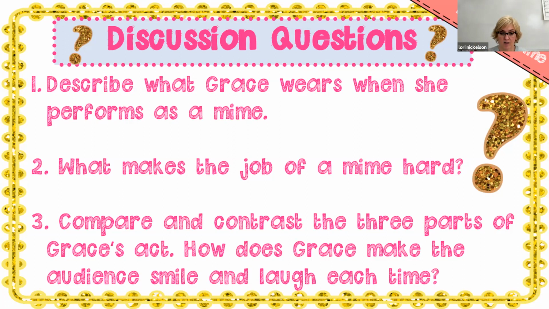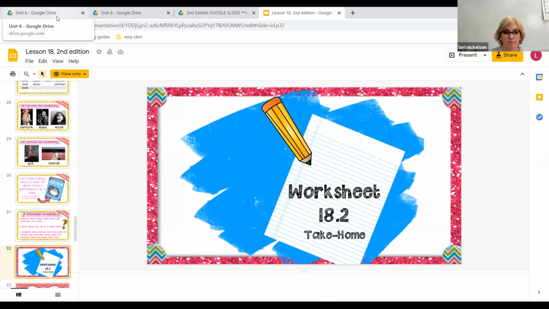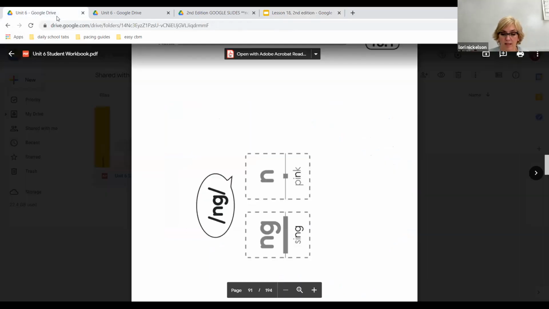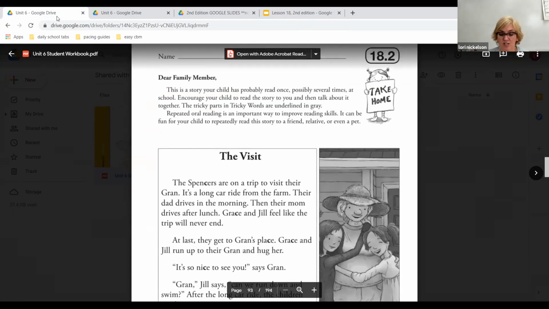All right. It says we've got 18.2 to take home. And if you look at 18.2, it is the visit. And that is just a reread where you can practice reading that story again.